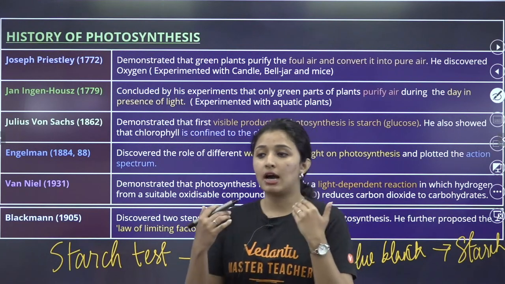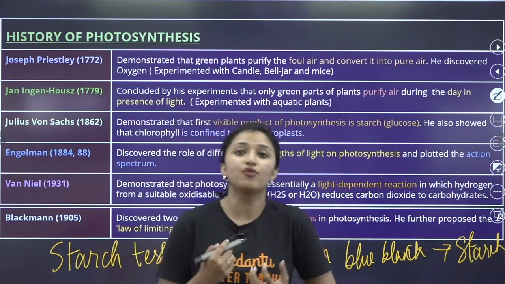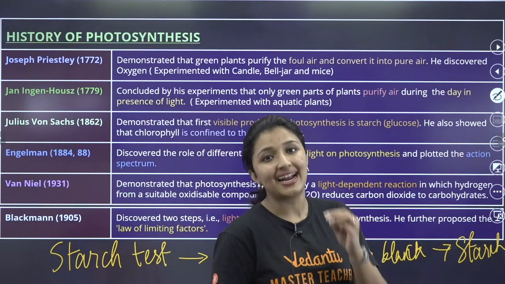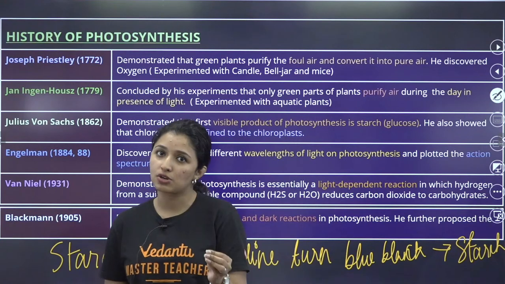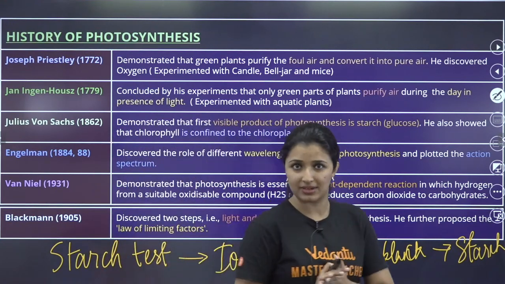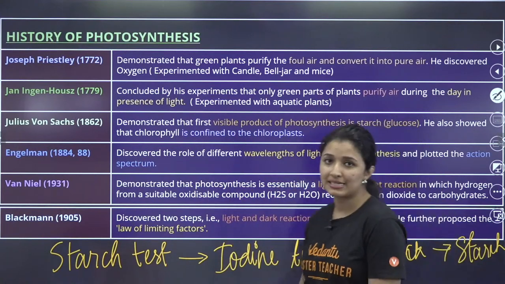So when plants are in the process of photosynthesis, they utilize carbon dioxide and release oxygen. Combustion requires oxygen. The same way animals also require oxygen for respiration. So that we understood with Priestley's experiment.